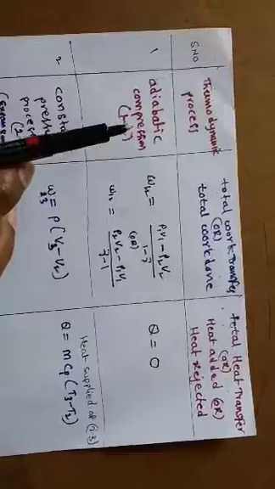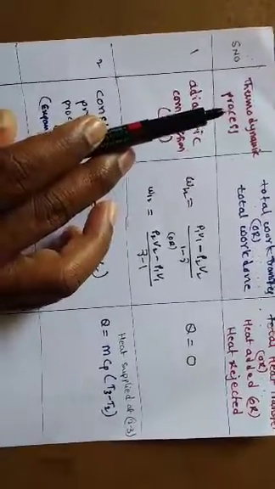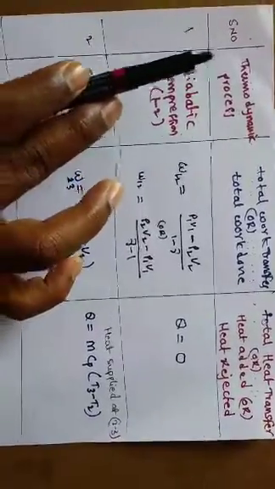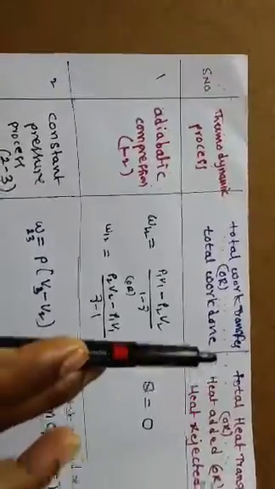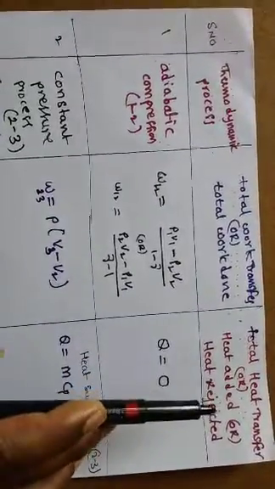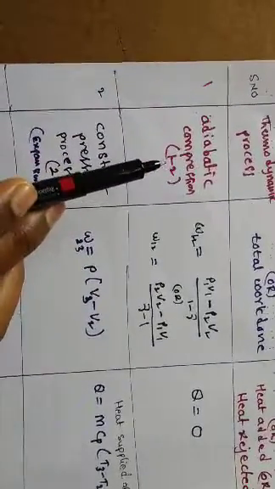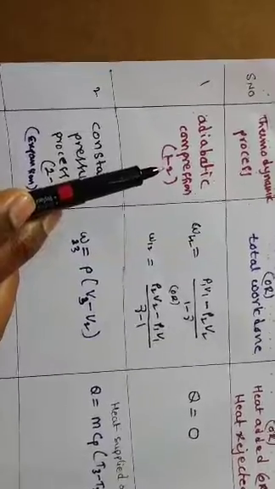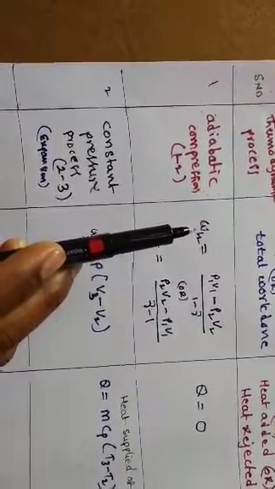In the next slide, how to find the total work transfer and the total heat transfer in this table. We will see the serial number, thermodynamic process, total work transfer or total work done, and total heat transfer or total heat added or total heat rejected. First process: what is the first process? Adiabatic compression process, that is the 1 to 2 process. Already we know how to write the total work done in the adiabatic compression process. We have discussed it in the previous class.